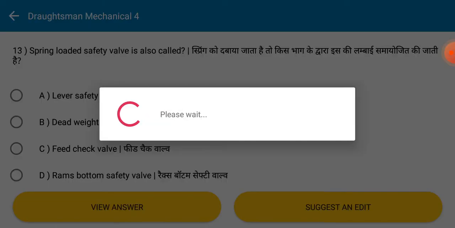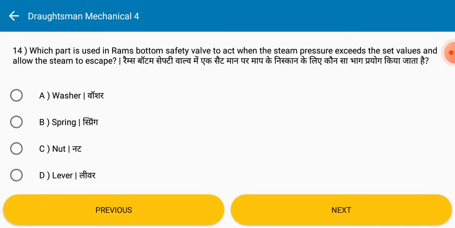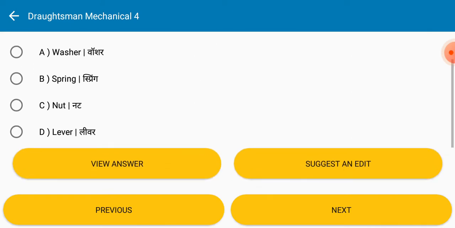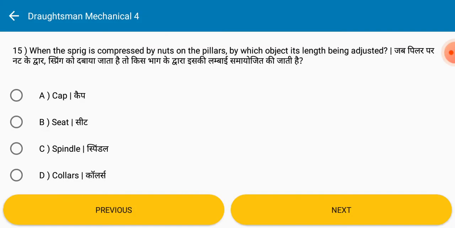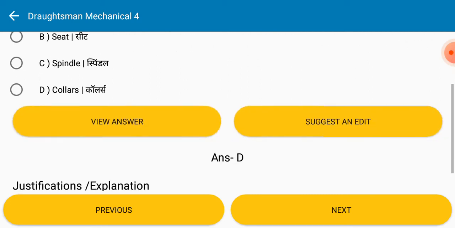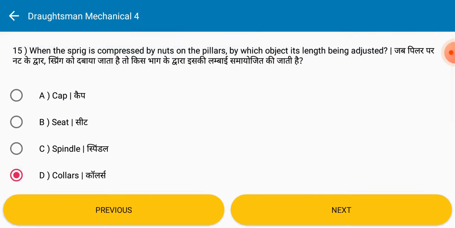Next question. Which part is used in ram's bottom safety valve to act when the steam pressure exceeds the set value and allow the steam to escape? Option number B is the right answer. Spring. Next question. When the spring is compressed by nuts on the pillars, by which object its length being adjusted? Option number D is the right answer, collars.